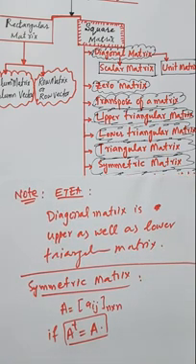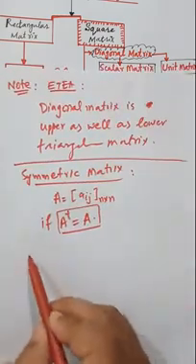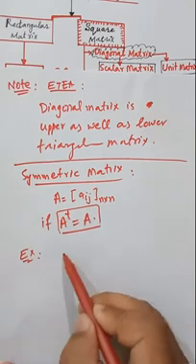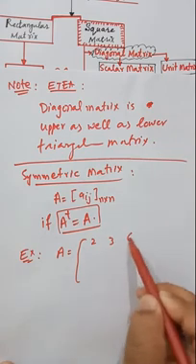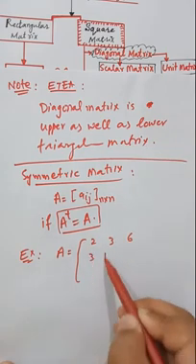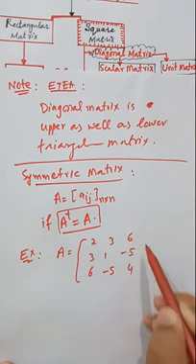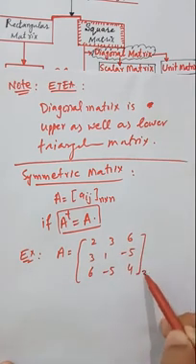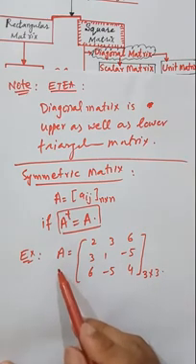If you take the transpose of a matrix and that transpose is equal to the given matrix, then that matrix is called a symmetric matrix. Now what is the example? The example of the symmetric matrix: A is a given matrix which is 2 3 6, 3 1 minus 5, 6 minus 5 4. So this is a square matrix of order 3.